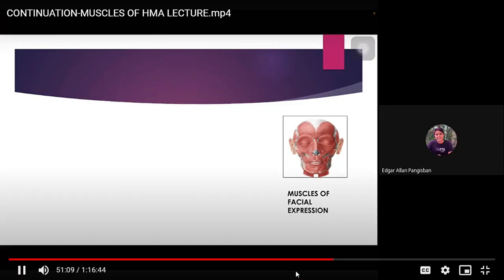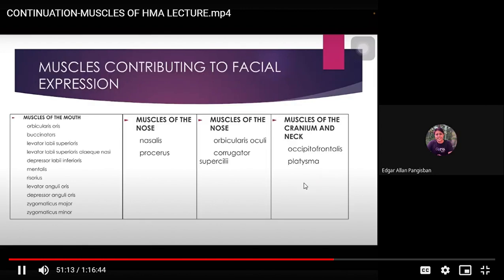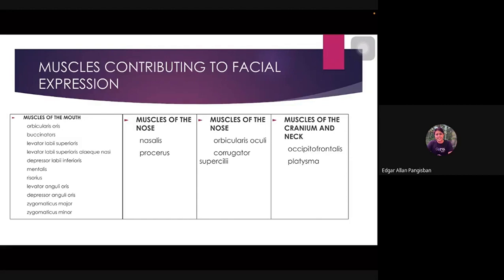As you can see here, we have a set of muscles that when they act together, pag nag-act sila together, they would produce a certain facial expression. Okay. So here, ang dami, no? We have a lot of muscles that contribute to the facial expression. So actually, hindi sila isa-isa. These muscles do not act individually to form a facial expression. Okay, it's always a combination. The combination of several of these muscles will produce a specific facial expression.